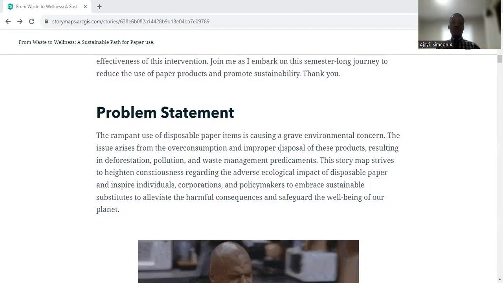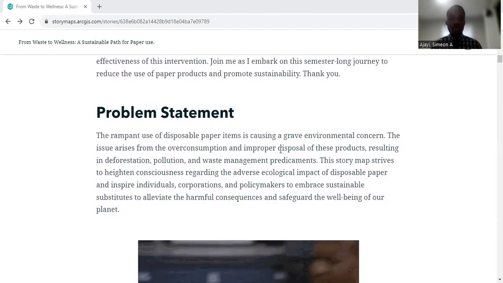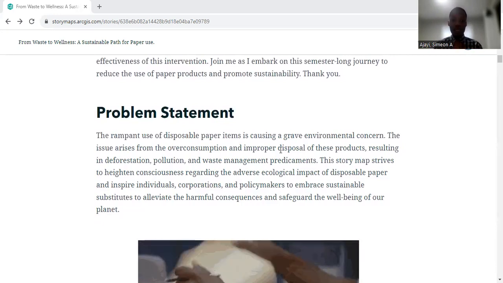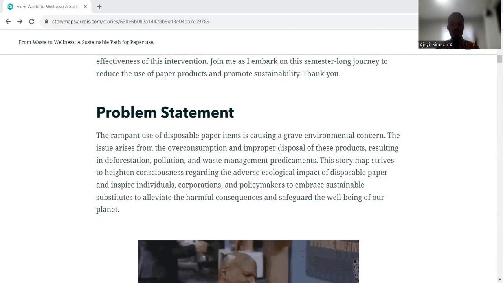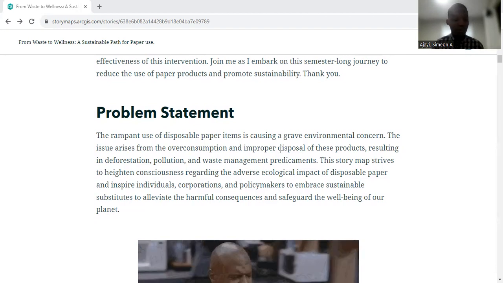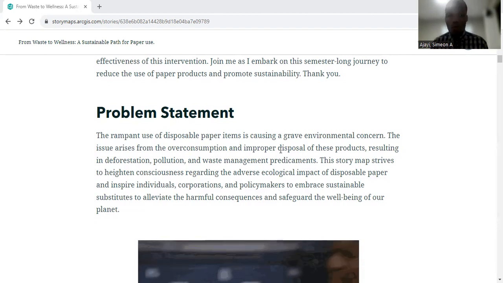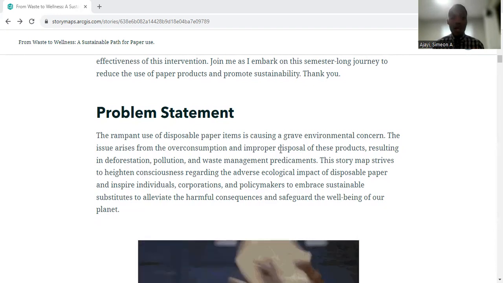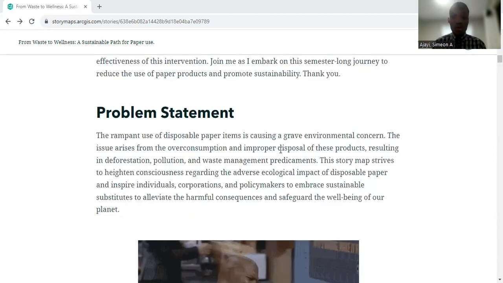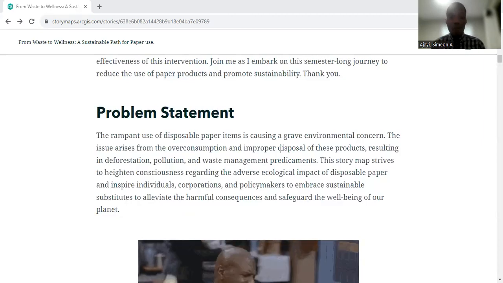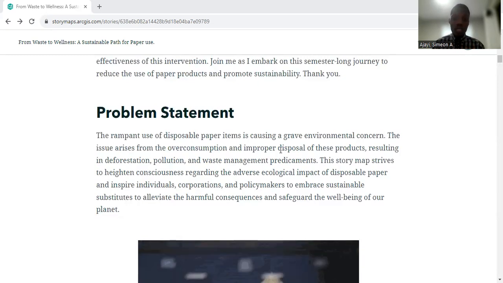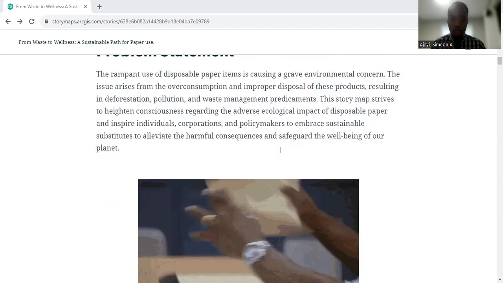The rampant use of disposable paper items is causing a grave environmental concern. The issue arises from overconsumption and improper disposal of these products, resulting in deforestation, pollution, and a waste management predicament. So the purpose of this story map is to strive to heighten consciousness regarding the adverse ecological impact of disposable paper and inspire individuals, corporations, and policymakers to embrace sustainable substitutes to alleviate the harmful consequences and safeguard the well-being of our planet.